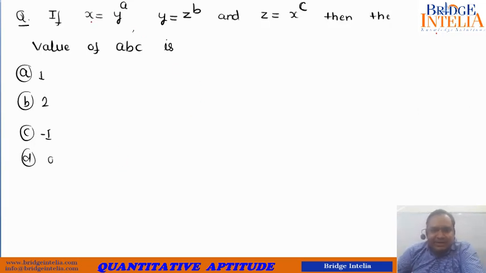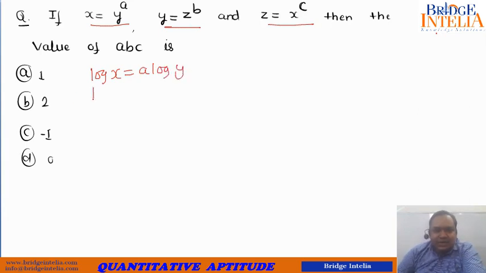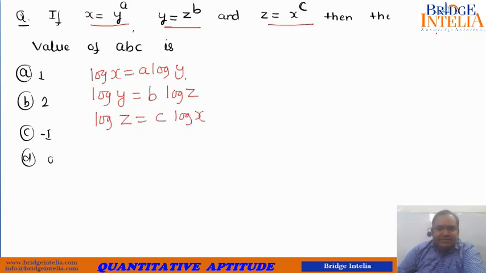So this time I am simply taking log and writing the terms. I'm taking log and straight away I'll write the conclusion. So if you take log, you can say that log x is equal to a log y. From here you can conclude that log y is equal to b into log z, and this one will help you to conclude that log z is equal to c times log x.